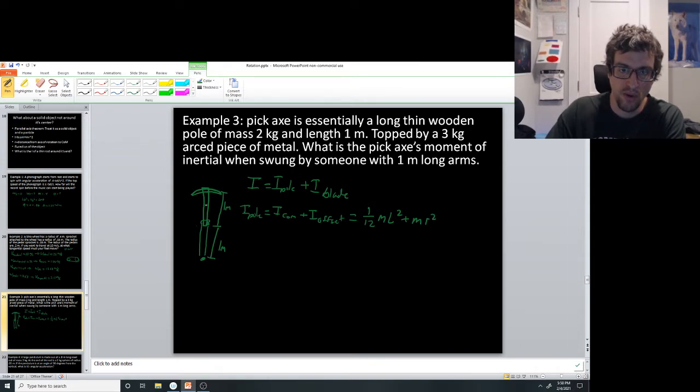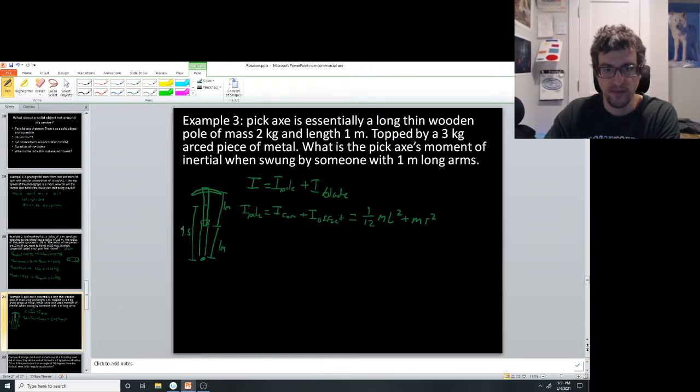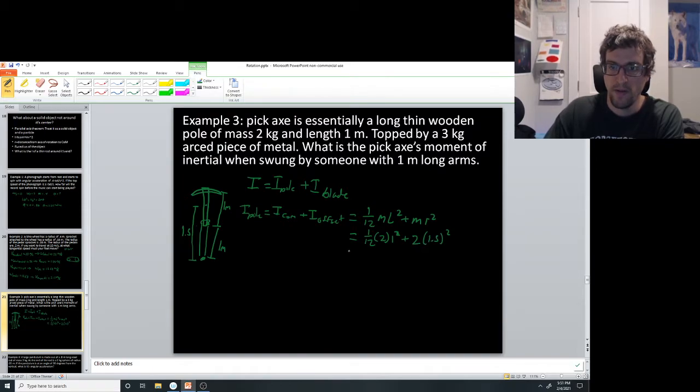The center of mass of the pole is here. It is rotating around a point 1.5 meters away from that. So this is 1/12 times 2 times 1 squared plus 2 times 1.5 squared. This is 1/6 plus, and this whole thing is 4.5. And that's some nasty number like 4.67.